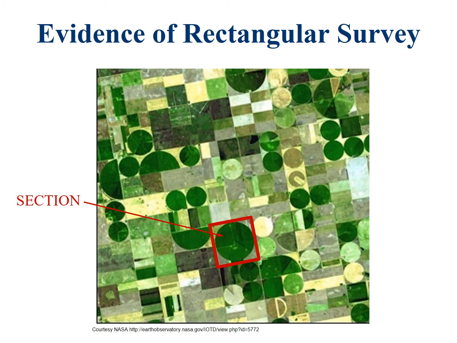Do you think the designers of the irrigation system consider the size of a section and quarter section when sizing the system?